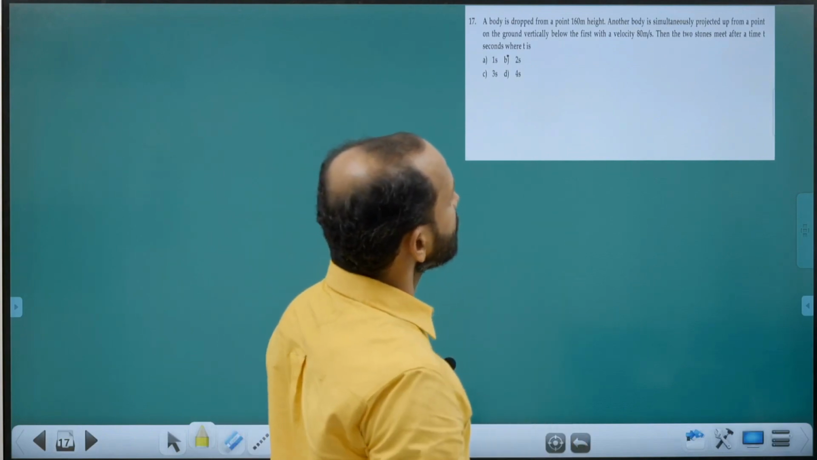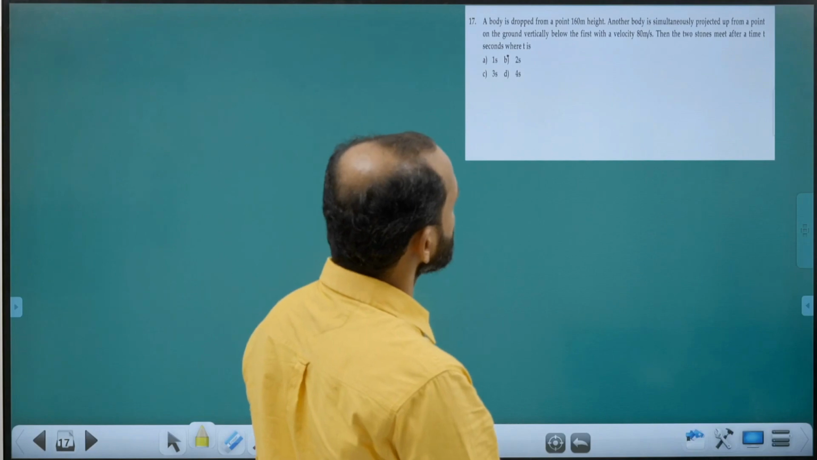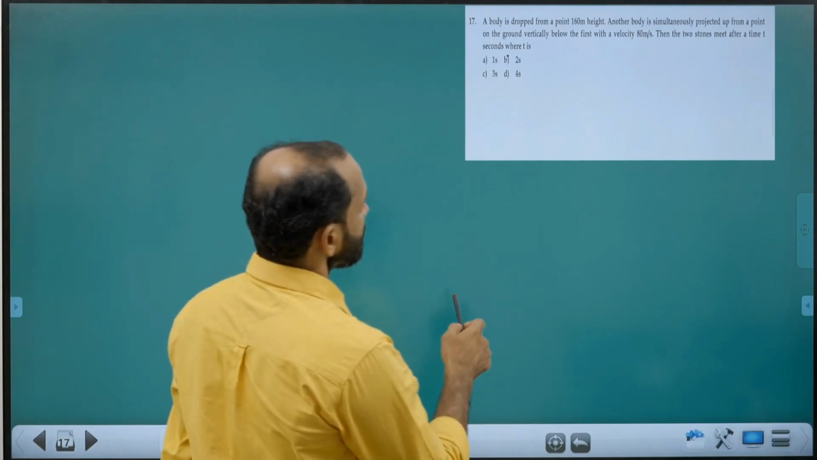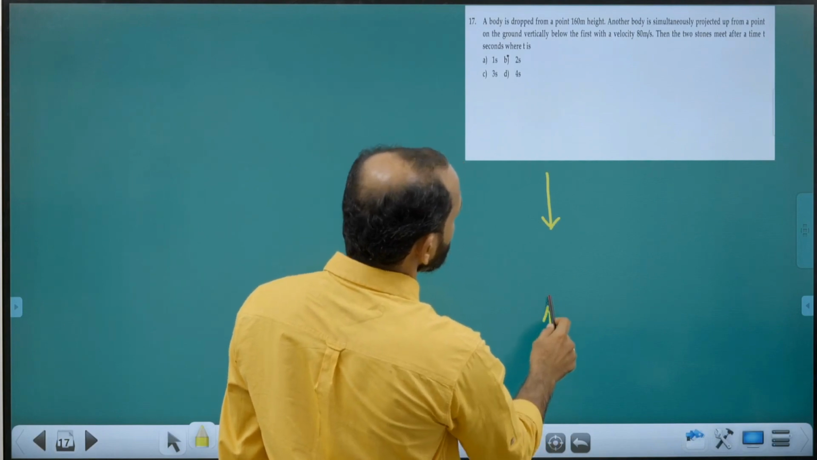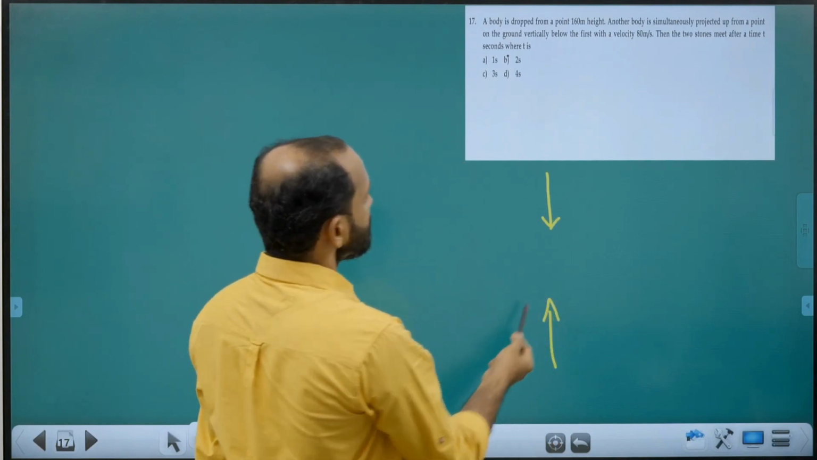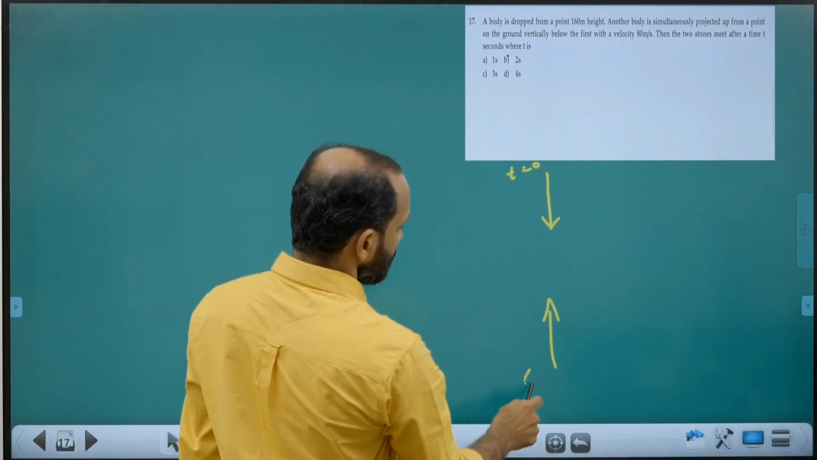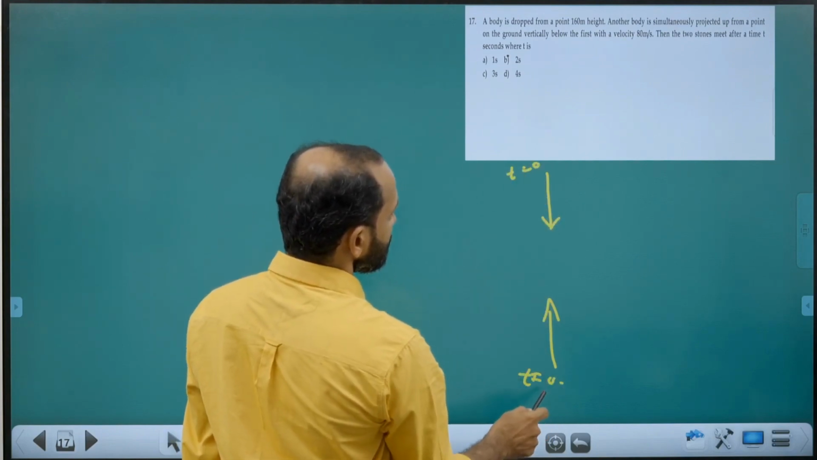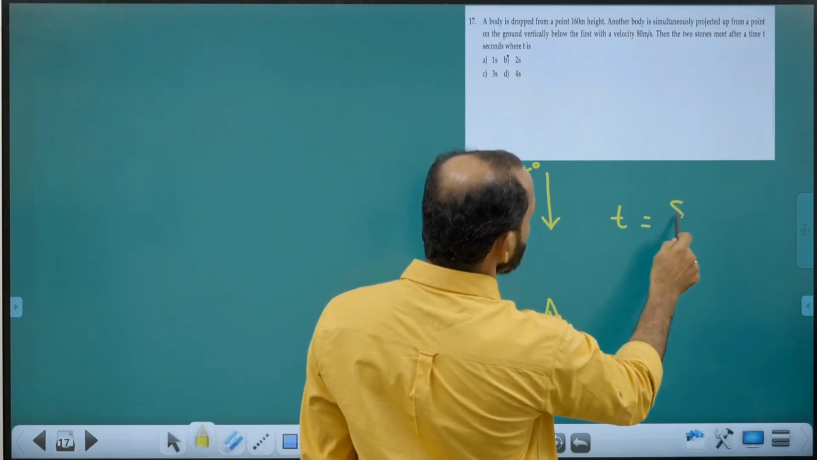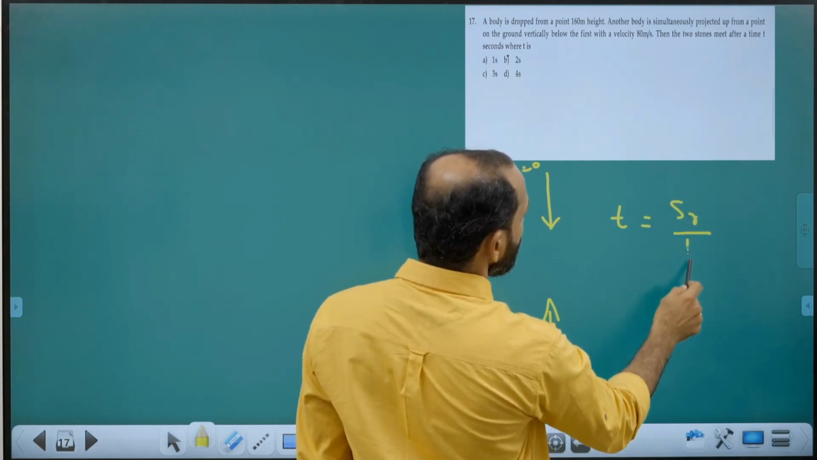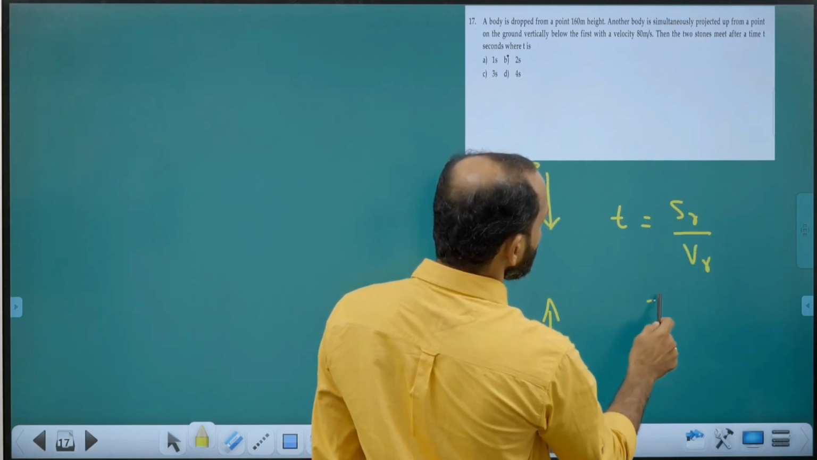Next one, a body is dropped from the point 160 meter high. Another body is simultaneously projected up from a point on the ground vertically below the first with velocity 18 meter per second. First body dropped, second body projected upward. At what time they meet? As both are starting from the same time, along the same line, the time to meet is equal to relative separation, S relative divided by V relative.